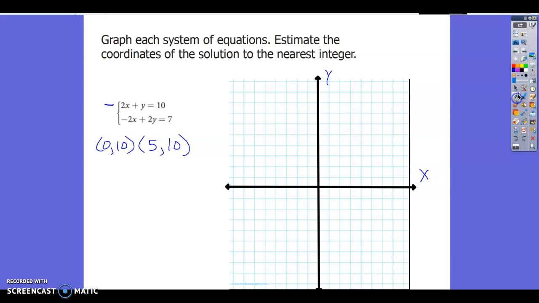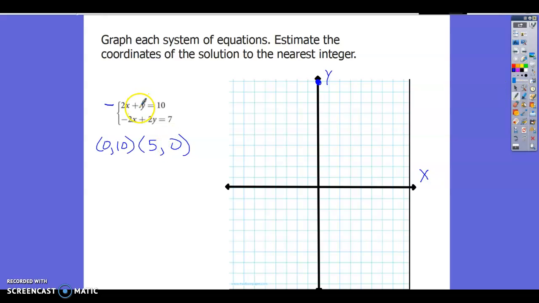All right, let's see if that works. All right, 1, 2, 3, 4, 5, 6, 7, 8, 9, 10. There we go. So my blue line, I'm going to have a Y-intercept at 10. Oh, I put 10 in here instead of 0. Sorry about that.